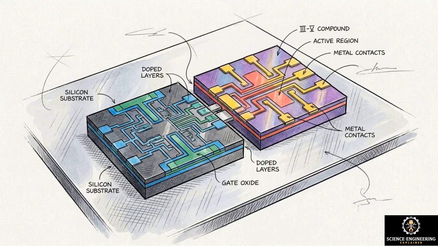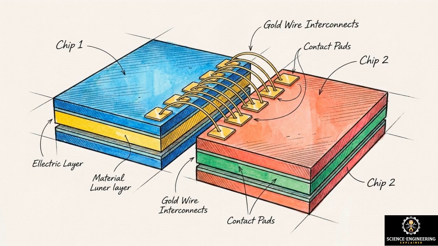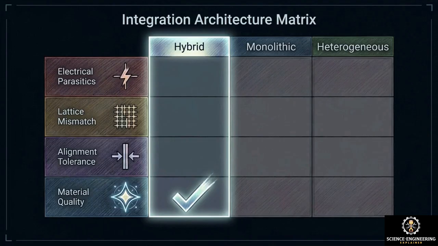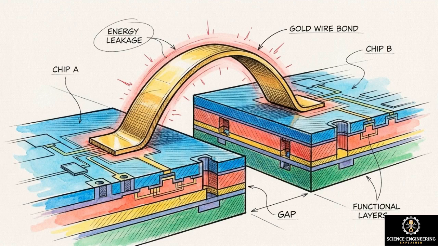In a hybrid integration model, optical and electronic devices are fabricated separately on their native substrates. They are then packaged together on a shared carrier using physical connections like microsolder bumps or wire bonds. Hybrid integration is optimized for material quality because every device is grown according to its specific chemistry. The flaw in this method lies in the physical wires connecting the separate chips. These discrete connections introduce electrical parasitics.